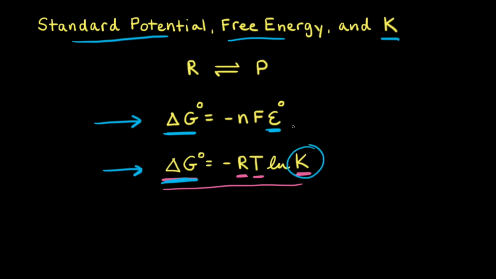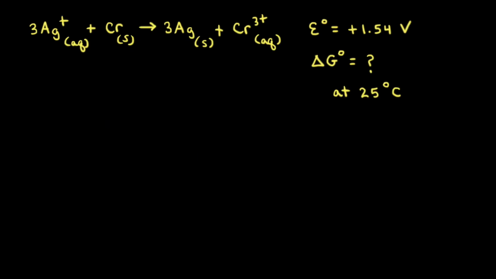So let's look at an example of a redox reaction where we know the value for the standard potential E naught, and first we're going to calculate delta G naught, and then from delta G naught we're going to calculate the equilibrium constant K. So here's our redox reaction, and we're going to calculate delta G naught at 25 degrees Celsius from E naught. For this redox reaction, E naught is equal to positive 1.54 volts, and our goal is to calculate delta G naught at 25 degrees Celsius.